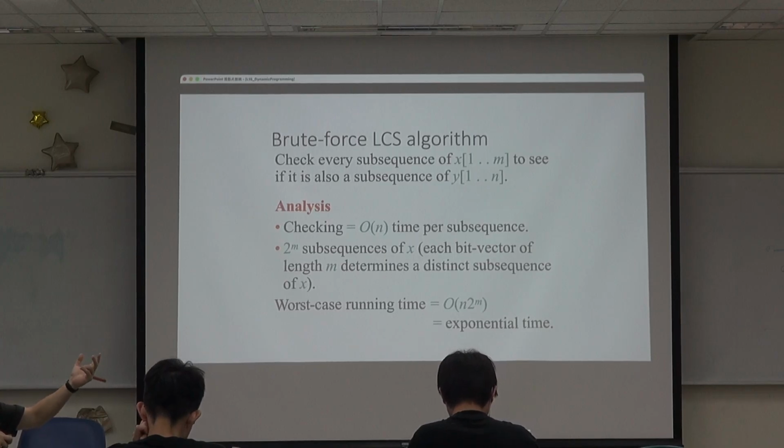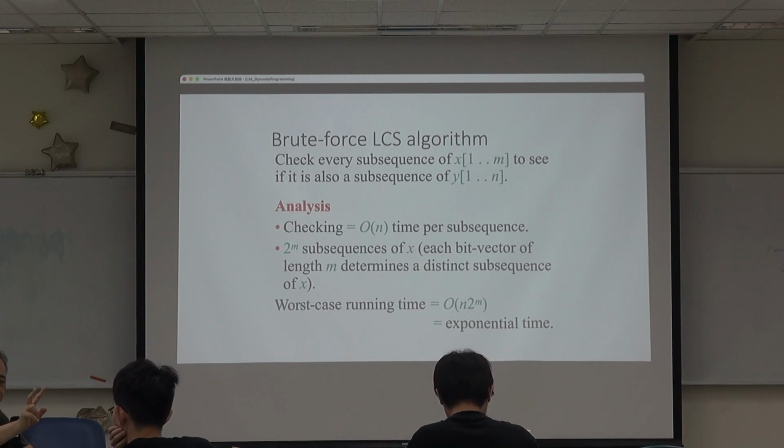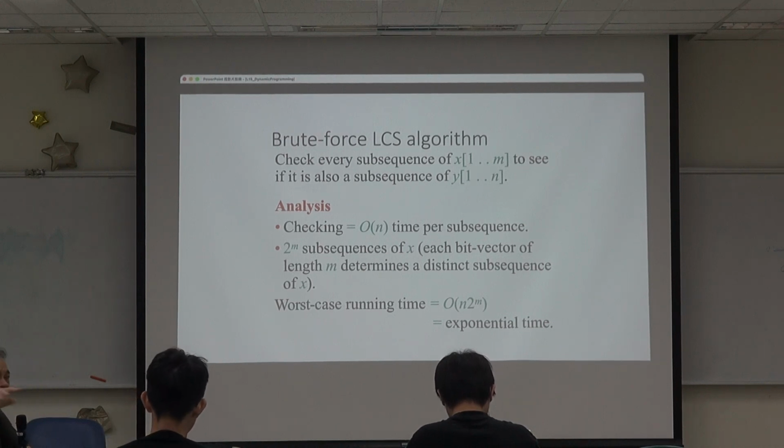So for example, if our sequence is of length 2, AB, it could be the empty sequence, it could be A, it could be B, it could be AB, right? We have 4 such subsequences here. If we have a sequence of length 3, for example ABC, it could be the empty sequence, A, B, C, AB, BC, AC, and then ABC. So we have 8 possibilities here, right?